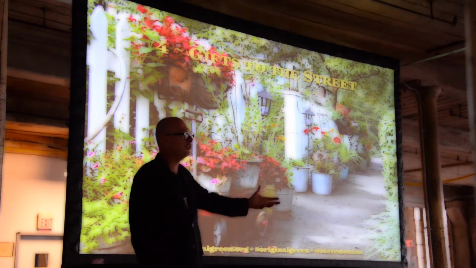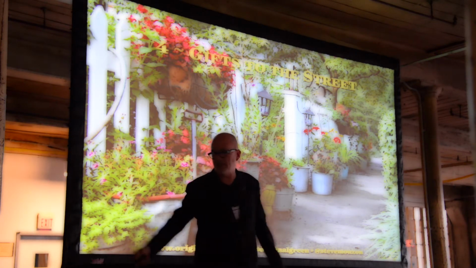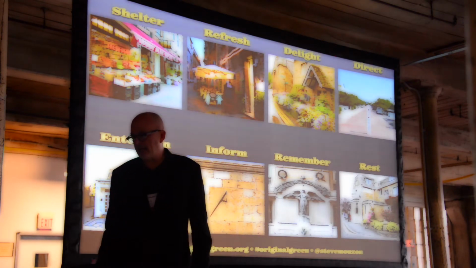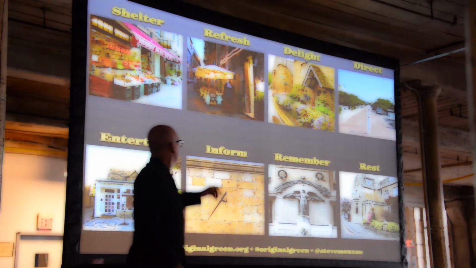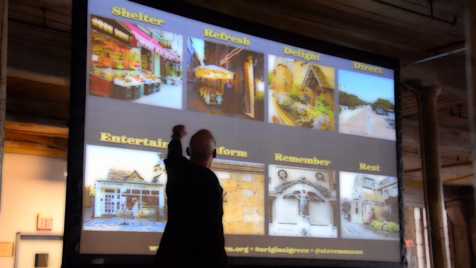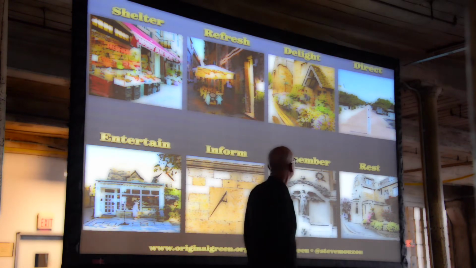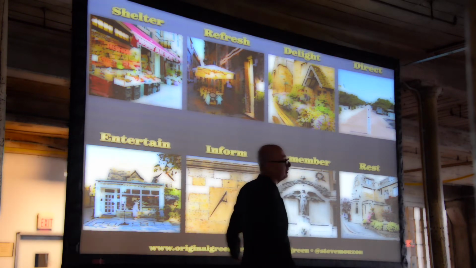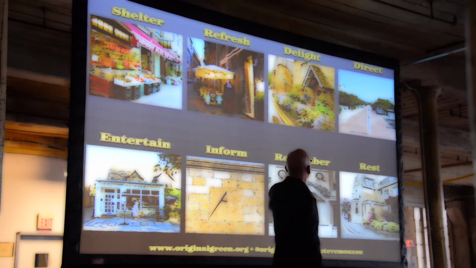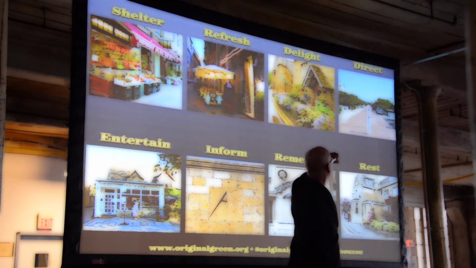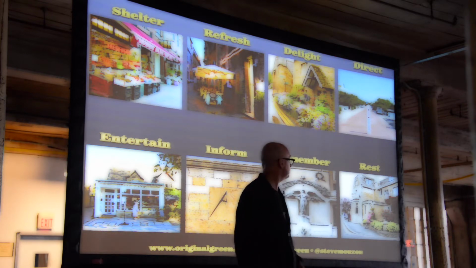Because if you do, that makes the street a much more enticing and interesting place to walk down. And the gift of the street can be things that either will shelter people, like an awning. It could refresh people. The classic example is the sidewalk cafe, as you see here. But it could be something as simple as a street fountain. It can delight people like this wonderful frontage garden. It can direct them like the tower in the distance.